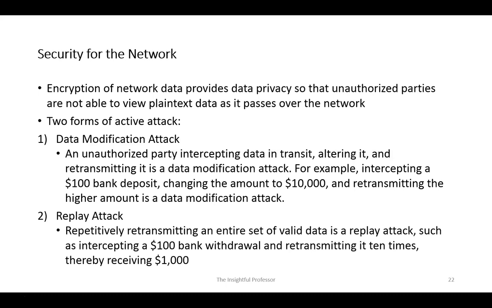The other form of attack that we wish to mention is what is referred to as a replay attack: repetitively retransmitting an entire set of valid data. We intercept a $100 bank withdrawal and retransmit it 10 times, thereby receiving $1,000.